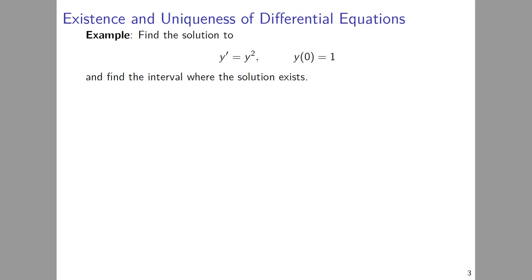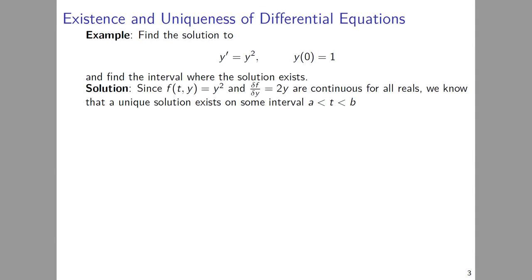I want to find the solution to the differential equation y prime equals y squared, where y of 0 is 1, and find the interval where the solution exists. Since this is a nonlinear differential equation, y prime equals y squared, we'll need to look at our uniqueness and existence theorem for nonlinear first-order differential equations.